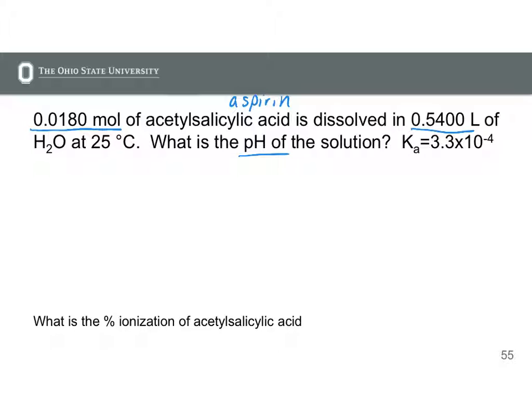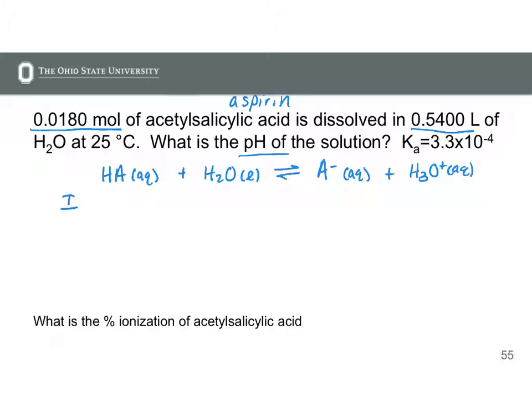Because I may not know the acetylsalicylic acid formula off the top of my head, an easy way to abbreviate this weak acid is just to call it HA. And we're going to put this in some water, and it's going to be in equilibrium with its conjugate base, A-, and H3O+. And so from here we can set up our ICE table.